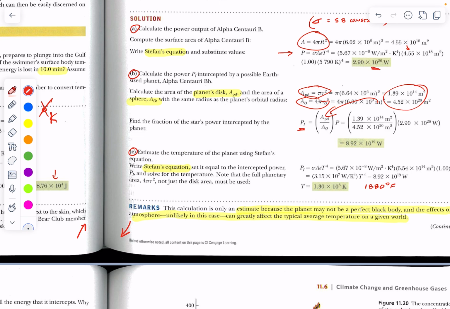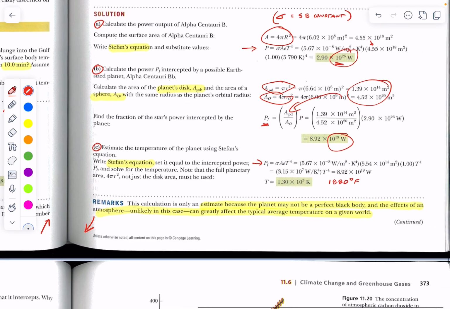And therefore we can find its wattage, and you can see we're down to 10 to the minus 19th when the star's output was 10 to the 26th. So we're down by a factor of 10 million already. And then we can plug it into Stefan's equation in order to calculate the actual temperature. And we get a temperature of 1,880 degrees Fahrenheit, just so you have a benchmark there.